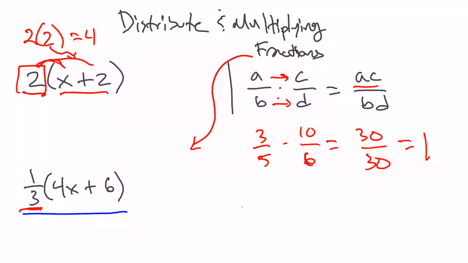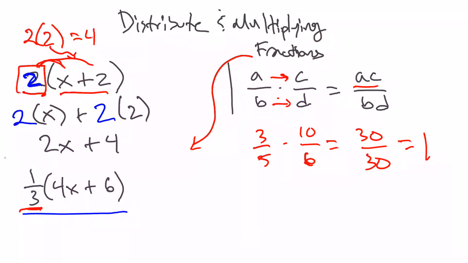So let me just make this very clear. So if I make this 2 blue, then I have 2 times x, right, plus that same 2 again times the 2. So that 2 gets distributed, and so I'm left with 2x plus 4. Same thing here. Even though it's a fraction, I'm still doing the same thing.